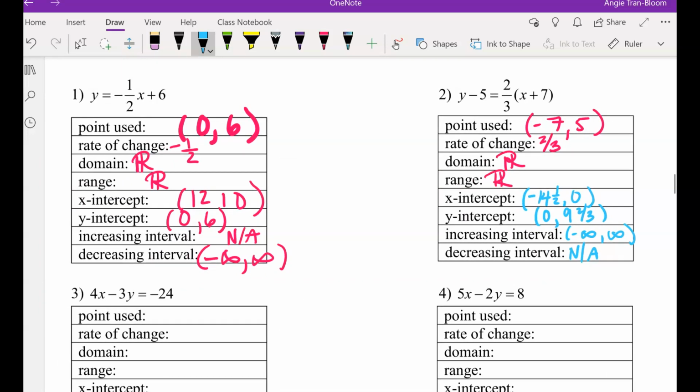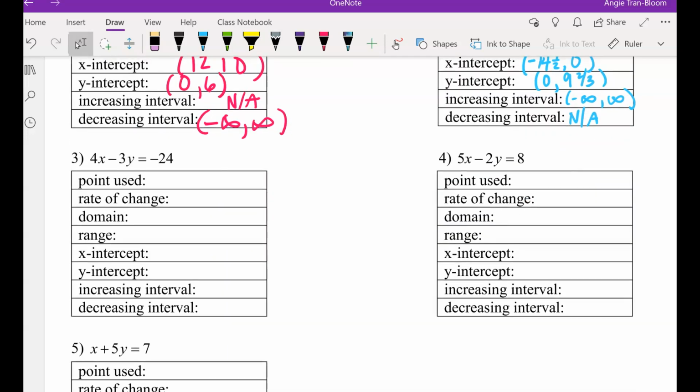Let's see if we can complete number 3. Point used. What point did we use on number 3? You can pick, because we had 2 points to be exact on number 3. Do you want to write on there the x-intercept or the y-intercept? X-intercept? What was the x-intercept on number 3? Negative 6, comma 0. Remember, point used, meaning that if you have multiple points, you can pick whatever point you want to write on there.